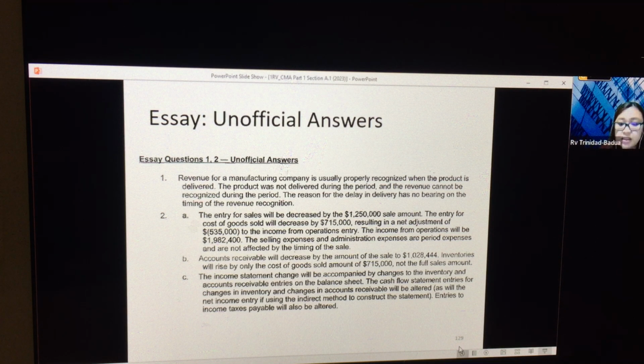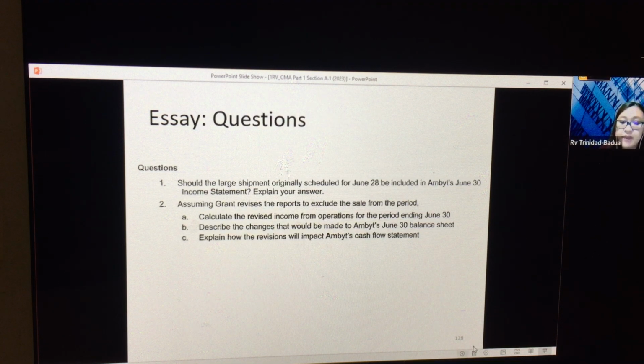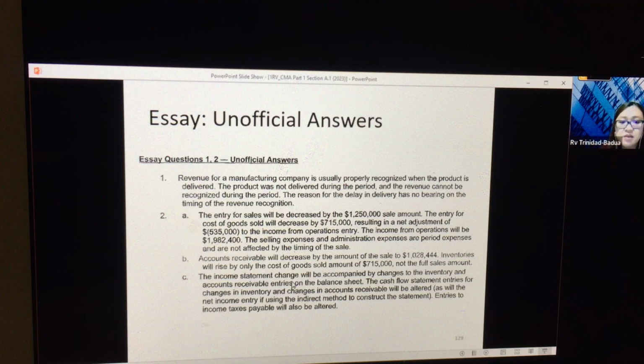Letter C. The question, explain how the revisions will impact your cash flow statement. The income statement change will be accompanied by changes in the inventory and accounts receivable entries in the balance sheet by 1,028,444 and 715. The cash flow statement entries for changes in inventory and changes in accounts receivable will be altered, as with the net income entry if using the indirect method to construct the statement. And the entries to your income taxes payable will also be altered because there is going to be a change in your net profit.